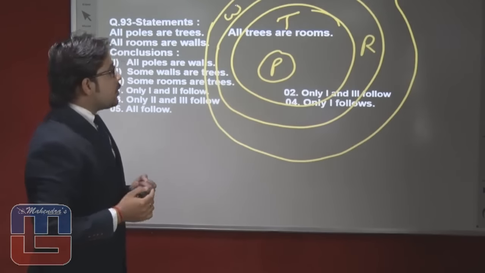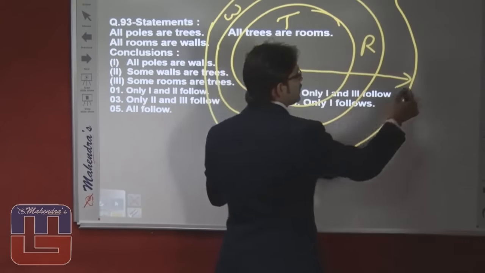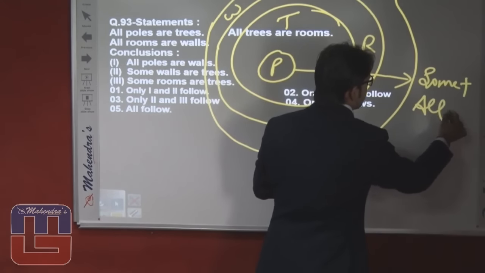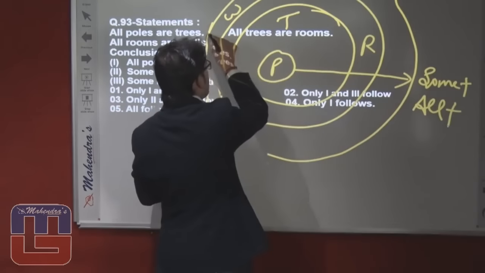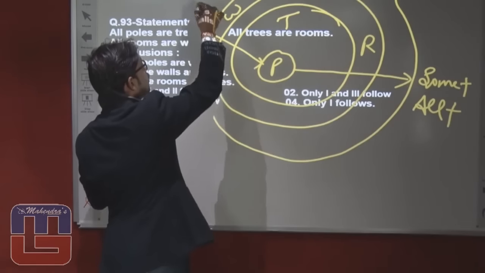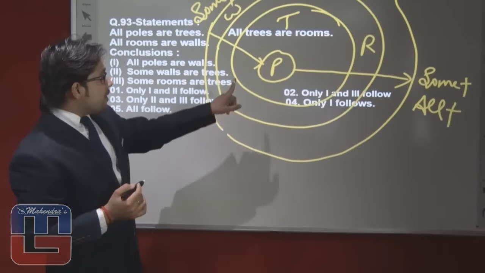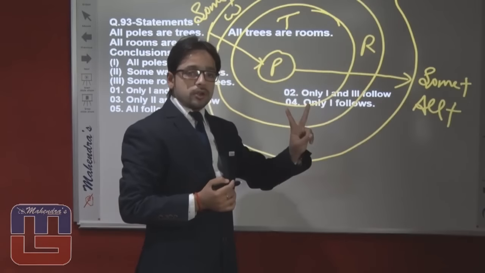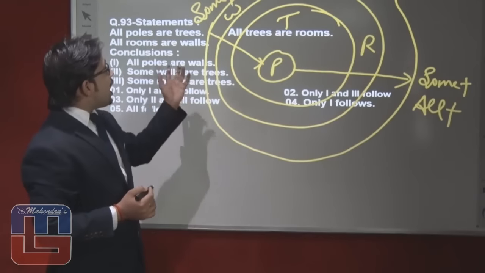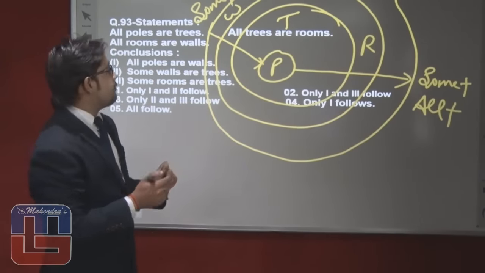Now you can see that whenever you go inward to outward, only 2 conclusions will be true, that is some positive and all positive. Whenever you go outward to inward, only 1 conclusion will follow, that is some positive. Again we are saying inward to outward, only 2 conclusions will be true in a definite case, some positive and all positive. Outward to inward, only 1 conclusion will be true, that is some positive.